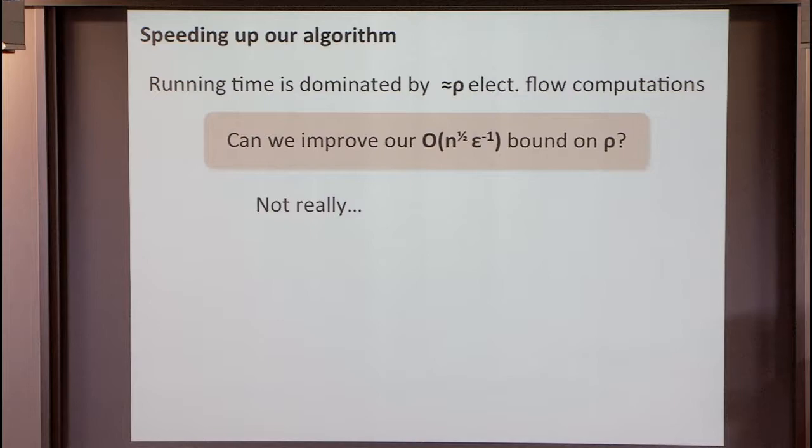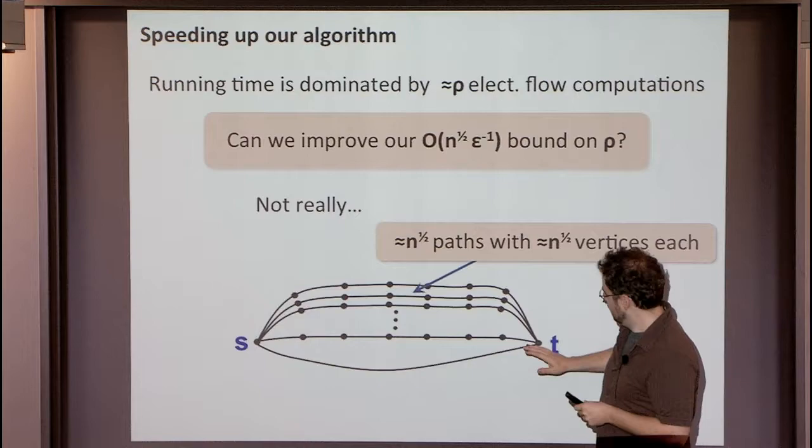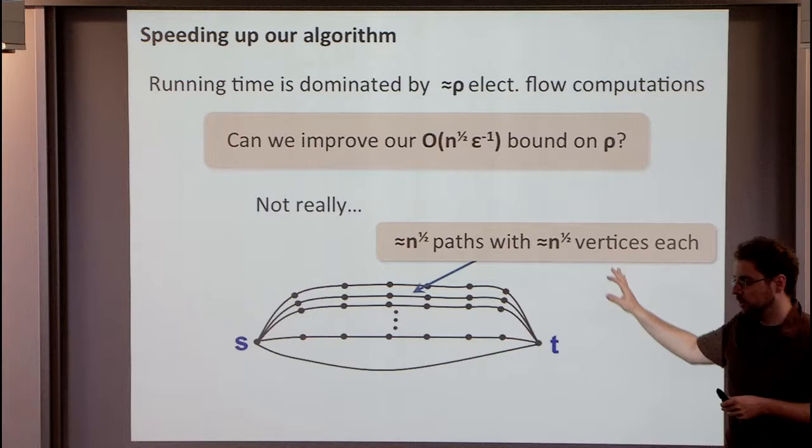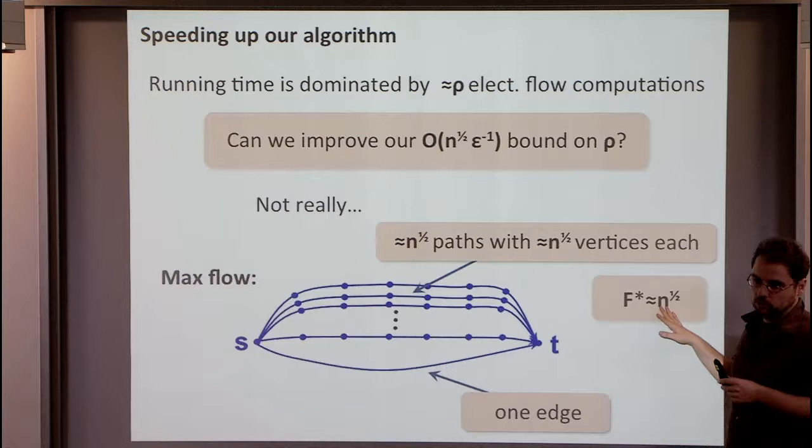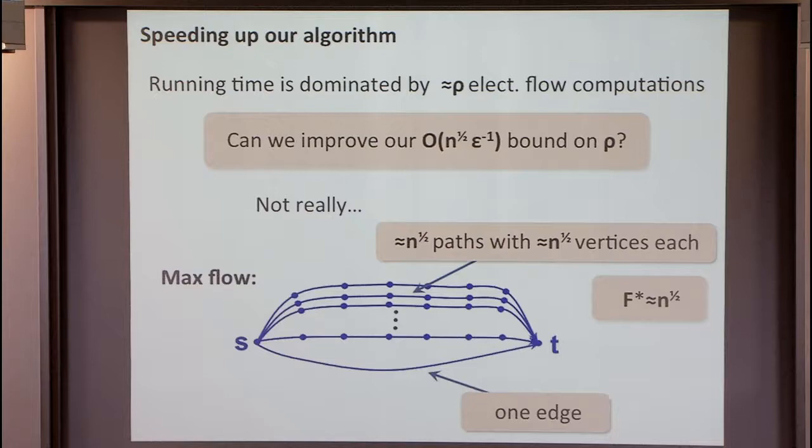So imagine that your graph just looks like that. There's S and T, and there are roughly square root of n paths of square root of n length. And then there is just one edge, a shortcutting edge, that connects S and T directly. So what can we say about this graph? Clearly, the value of max flow in this graph is roughly square root of n, because each path is able to support a unit flow from S to T.